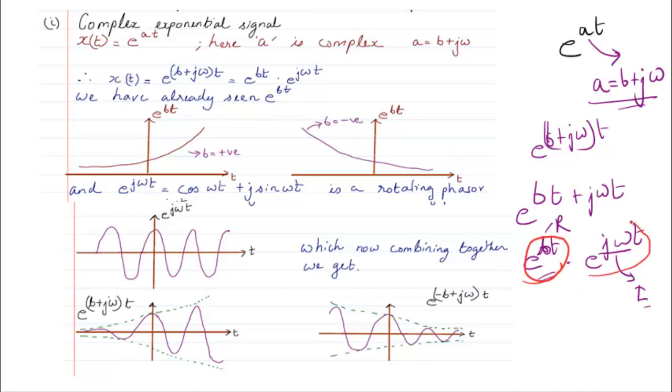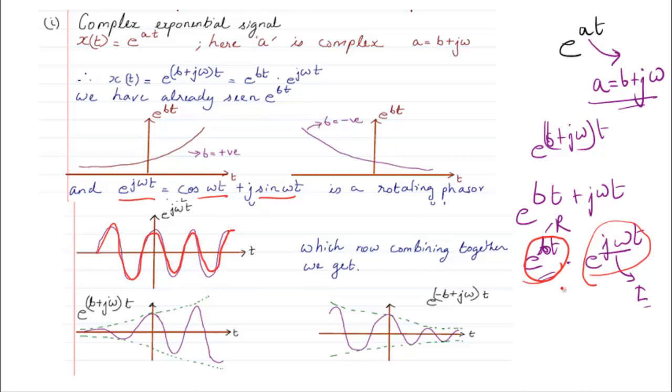But what about e raised to power j omega t? E raised to power j omega t is a rotating phasor whose equation is given by e raised to power j omega t equals cos omega t plus j sin omega t, which we draw as a sinusoidal shape like this.